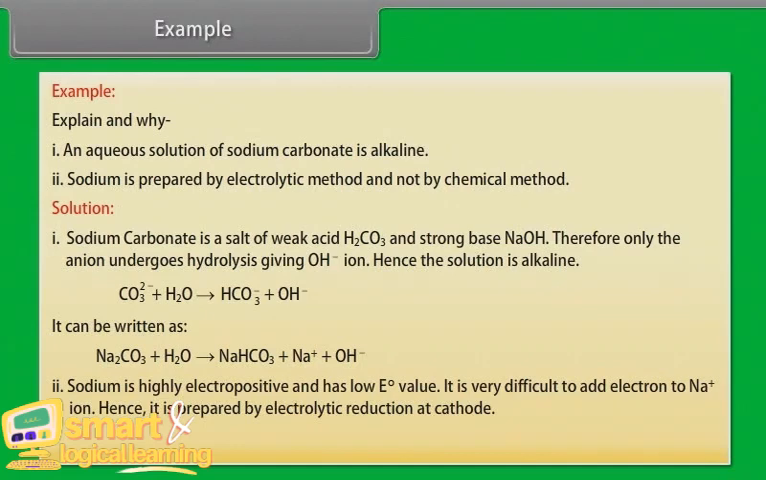Sodium is highly electropositive and has low E0 value. It is very difficult to add electron to Na plus ion. Hence, it is prepared by electrolytic reduction at cathode.